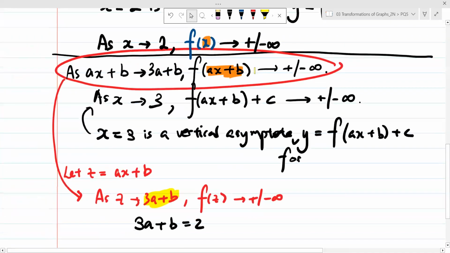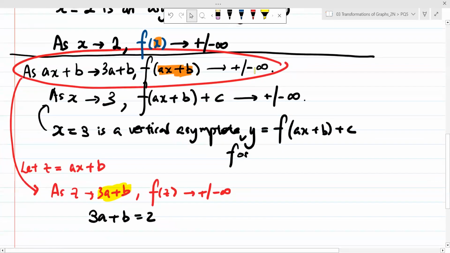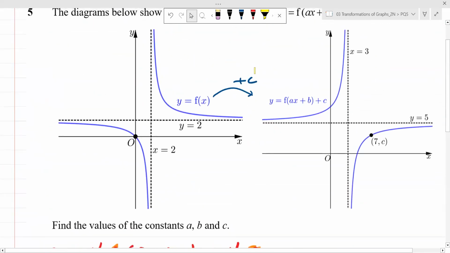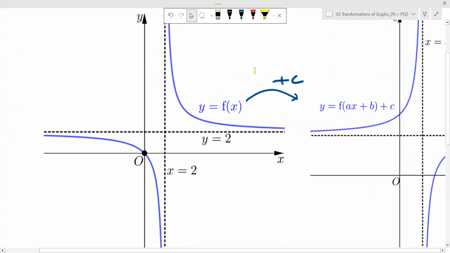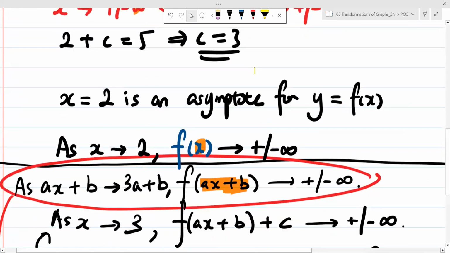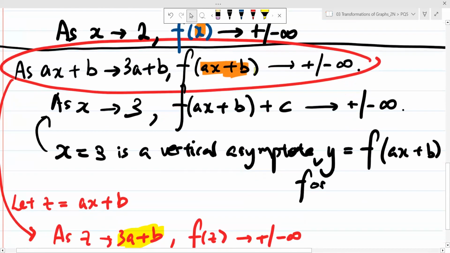Okay, what just happened? This seems a very common question. How many places is f of x going towards plus minus infinity? Just look at the graph on the left. For how many values of x is my f of x going towards plus minus infinity? That's what I mean by how many places. One position, okay.